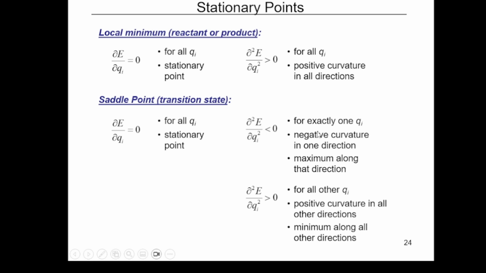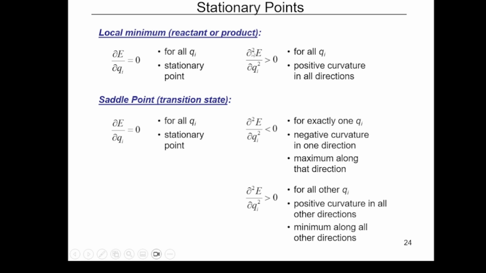Less than 0 means it should be negative curvature in one direction for exactly one qi, which is the reaction coordinate. And it should be a maximum along that direction, whereas all other values of the second derivatives are positive. So for a transition state, one value of the second derivative is negative, whereas all other values are positive. But for a minimum, all values are positive in all directions.